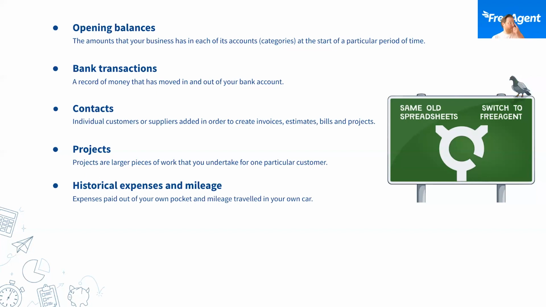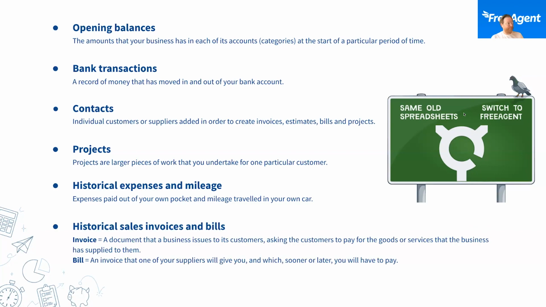Next, we'll move on to historical expenses and mileage. Expenses in FreeAgent, or out-of-pocket expenses, as you might see them referred to, are business costs that a person has incurred personally. So if you nip down to Staples and you buy some, I don't know, staples, I guess, with your own card, then the business will owe you that money back. So you can create this as an out-of-pocket expense. And then mileage, which is mileage traveled in your own car that you can expense.